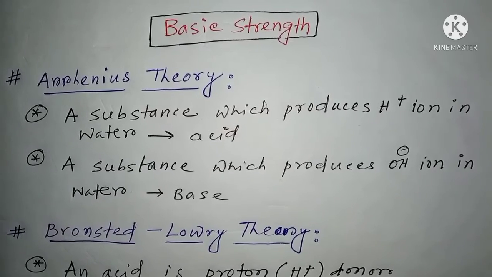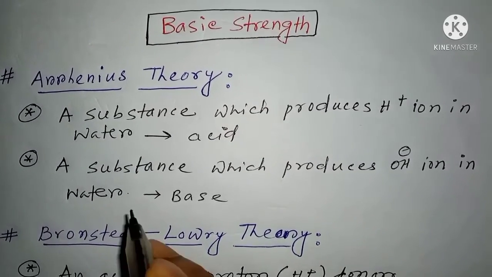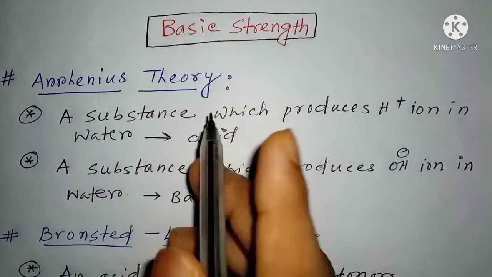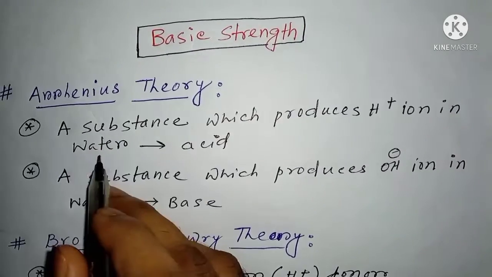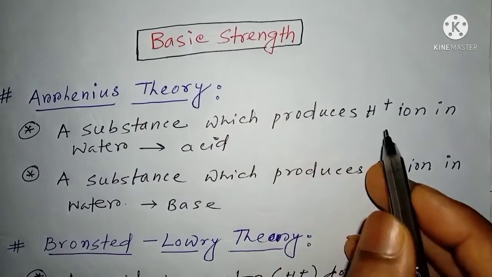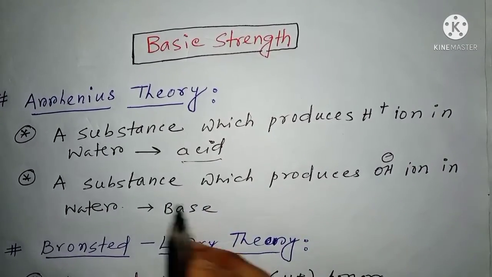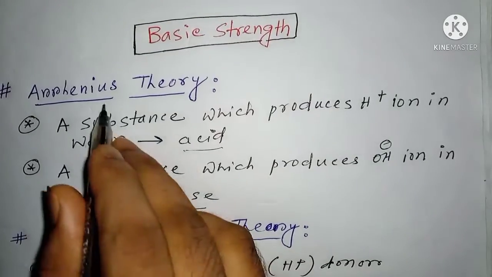Everyone. Today I am going to discuss another most important GOC-related topic, basic strength. Any problem related to basic strength you can solve in this lecture. Now basic strength. First concept, Arrhenius theory. Arrhenius theory states that a substance which produces H plus ion in water is called an acid, and a substance which produces OH minus ion in water is called a base. This is called Arrhenius theory.